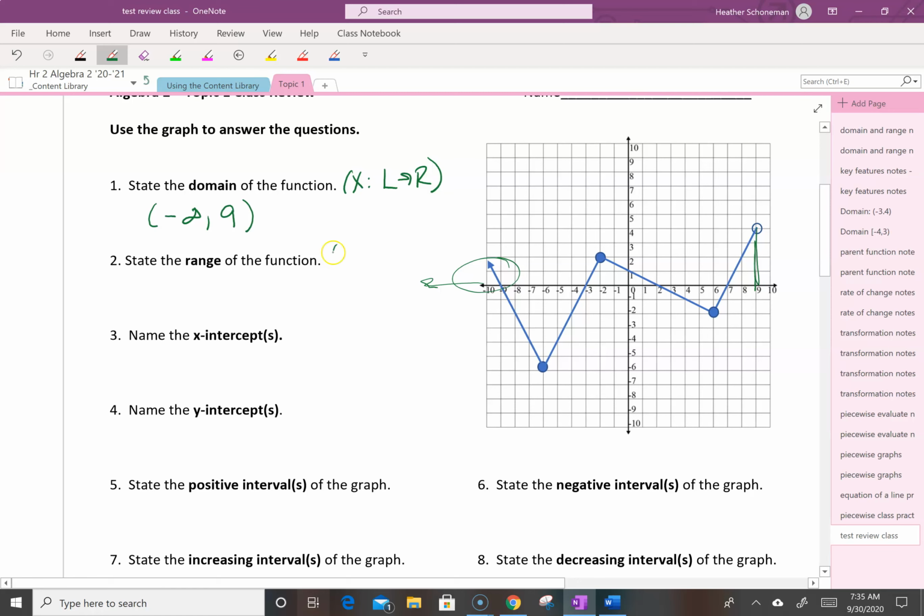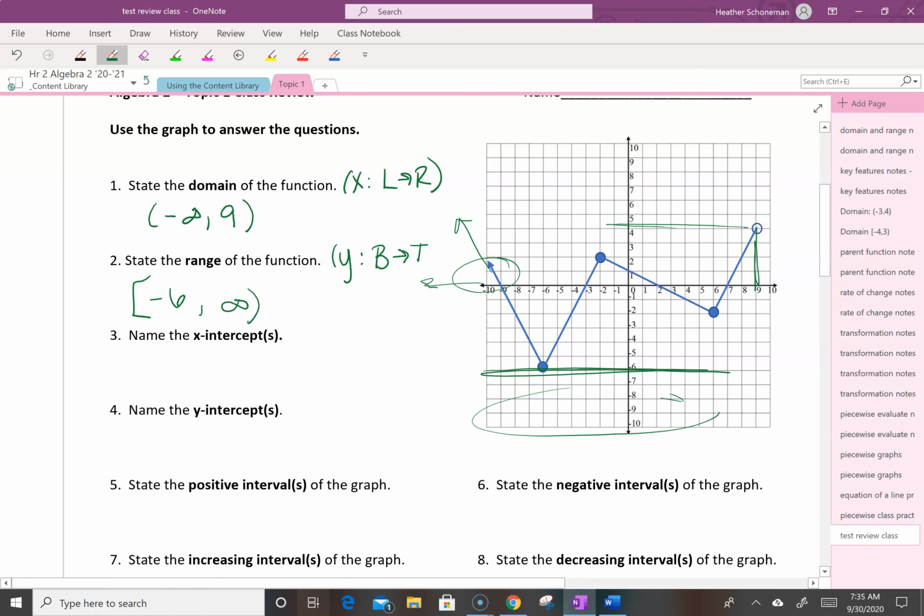For the range, it is the y values, and I'm going to read it from bottom to top. Down here I've got nothing, and it starts right here at -6. At -6 I have a closed-in circle, so it's a bracket. Now it looks like maybe it stops at 4, but it doesn't, because this arrow keeps going up, so it continues up and goes to positive infinity.